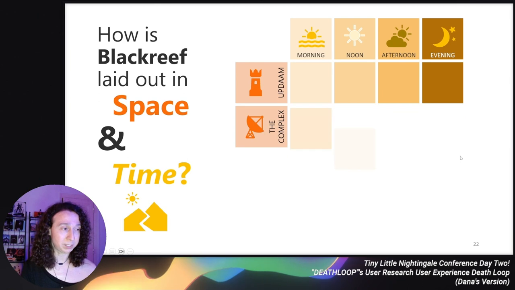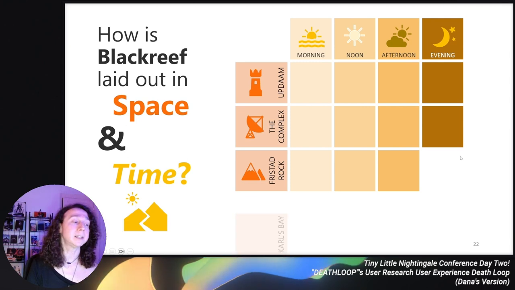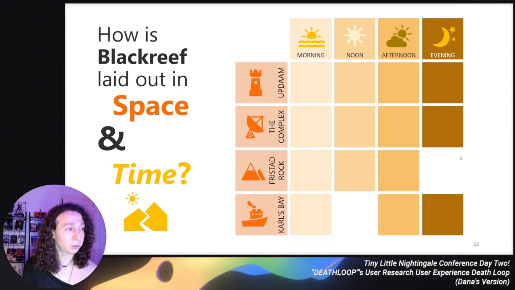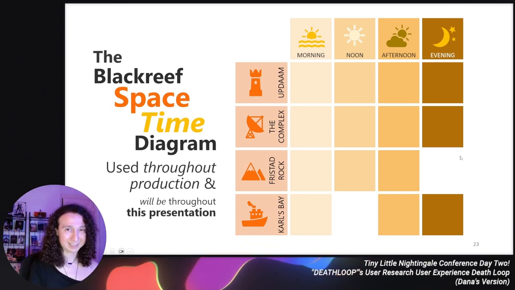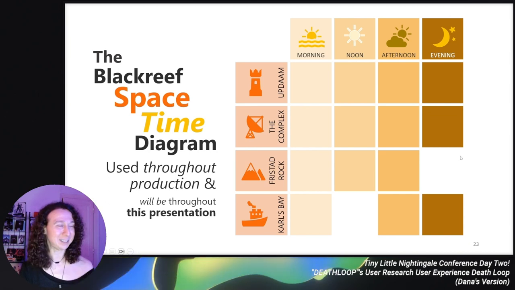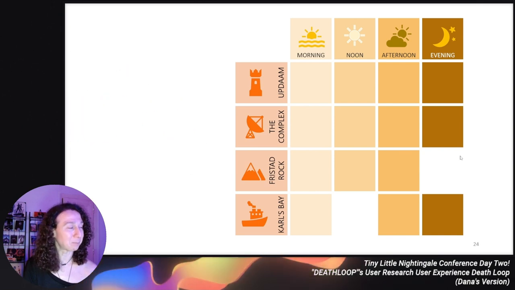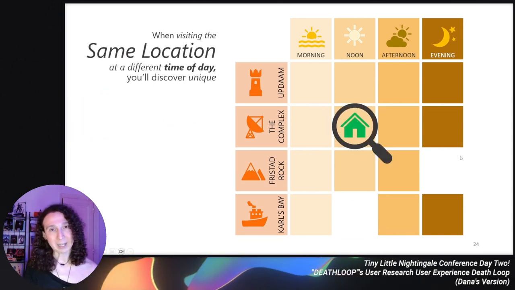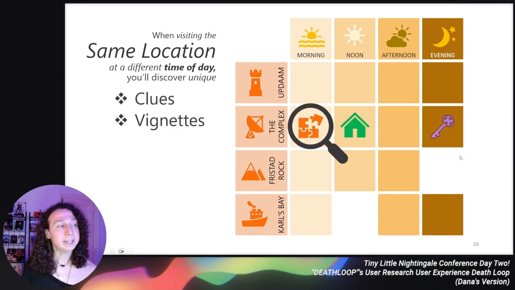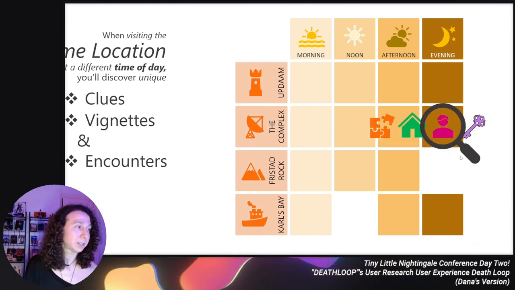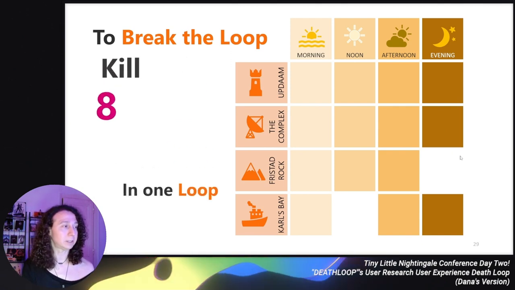There's also the Complex, which again, you can visit during these four time periods. Freestad Rock, which has three time periods, and Karl's Bay, likewise with three. This is our space-time diagram. This was used throughout production, constantly on our whiteboards everywhere and in all of our documentation. And I'm going to be referencing it now and then throughout this presentation. So when you're visiting the same location at a different time of day, you will discover unique clues and vignettes and encounters.